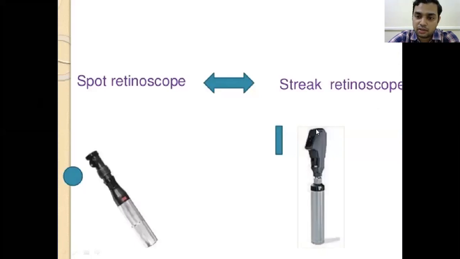So this is the streak retinoscope. Here we see a linear line of light, whereas in case of the spot retinoscope we have a spot-like light. Both streak and spot retinoscopes are the self-illuminated retinoscopes.